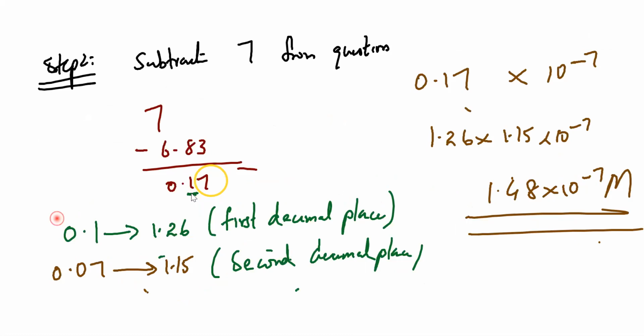Then I have already given you the values in the last session. That is, the 0.1 value is 1.26, and for 7 to 8 it is around 1.15, or you can take 1.26. It doesn't make a big difference. Then write down 0.17. The first decimal value, 1, is 1.26, and the 7 value is 1.15, and 10 power minus 7. Multiply everything. This is all multiplication, and I'll get this as the answer.